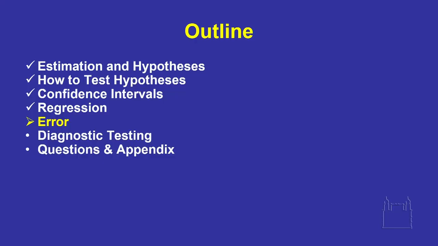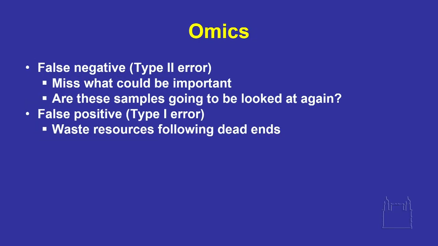So, errors. Omics is where you start to see these type 2 errors get really small because people are afraid in these studies that they're going to miss what's really important. Are these samples ever going to be looked at again? This is a big worry. So they don't want to miss something, so they actually have very small type 2 errors.